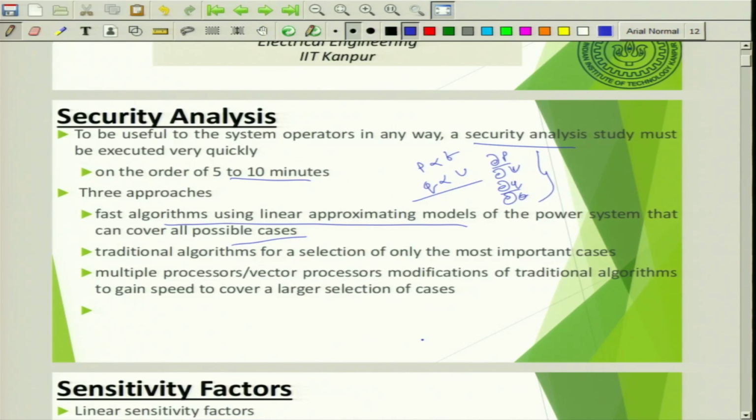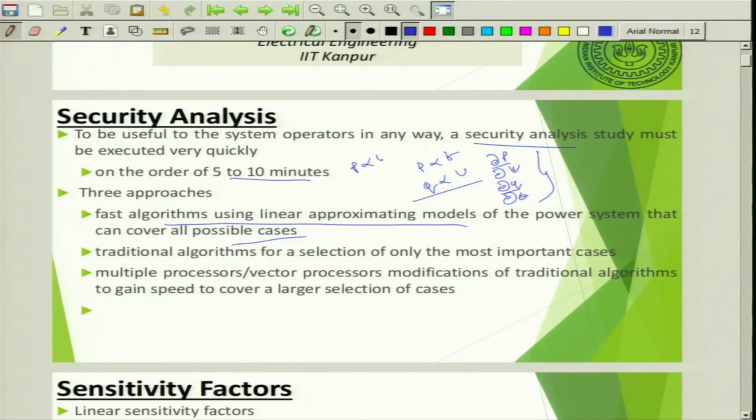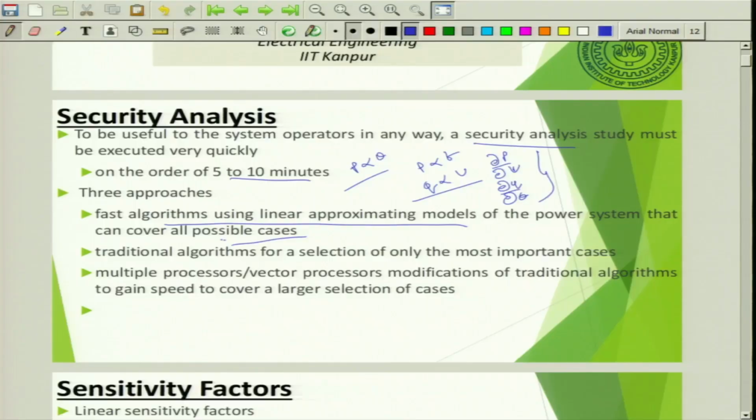There is something else also, DC power flow, where we totally ignore the reactive power aspect that we have discussed. We have considered only active power and theta. So here we come across the change in power flow with a change in angle; only this aspect is considered. In this case we can cover all possible scenarios, because the algorithm is very quick. Or you can consider traditional algorithms for a selection of only the most important cases, where the severity of the case can be considered.